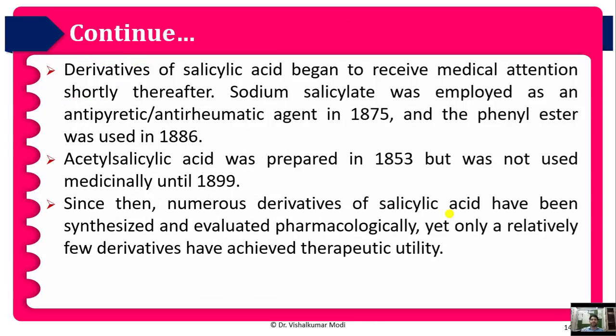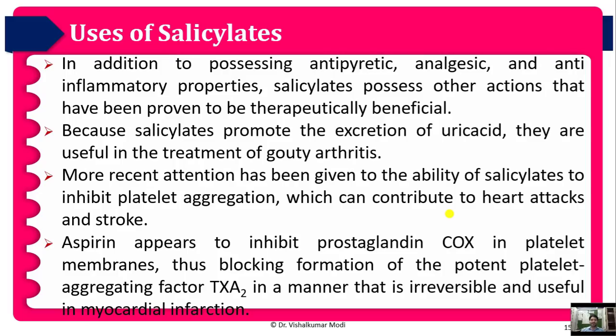Derivatives of salicylic acid began to receive medical attention shortly thereafter. Sodium salicylate was employed as an antipyretic and antirheumatic agent in 1875, and the phenyl ester was used in 1886. Acetylsalicylic acid was prepared in 1853 but was not used medicinally until 1899. Since then, numerous derivatives of salicylic acid have been synthesized and evaluated pharmacologically, yet only a relatively few derivatives have achieved therapeutic utility.